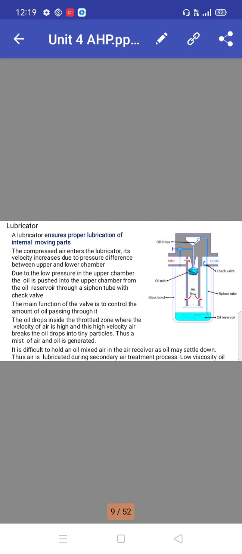The main function of the valve is to control the amount of oil passing through it. The oil drops inside the throttle zone, where the velocity of air is high, and this high velocity air breaks the oil drops into small particles. A mist of air and oil is generated. It is difficult to hold oil-mixed air in the air receiver as oil may settle down. Thus, air is lubricated during the secondary air treatment process, using low viscosity oil.